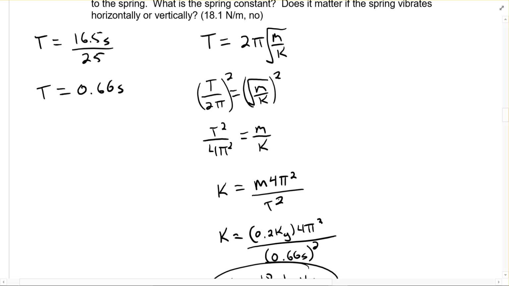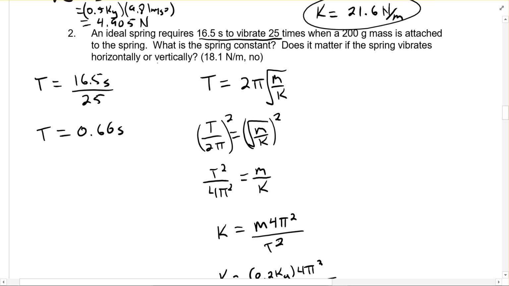Okay, now it says, does it matter if the spring vibrates horizontally or vertically? No, because all it depends on is the mass and the spring constant. It doesn't depend on G, right? It doesn't depend on whether gravity is involved in this thing or not. That is only a factor when you're dealing with pendulums.